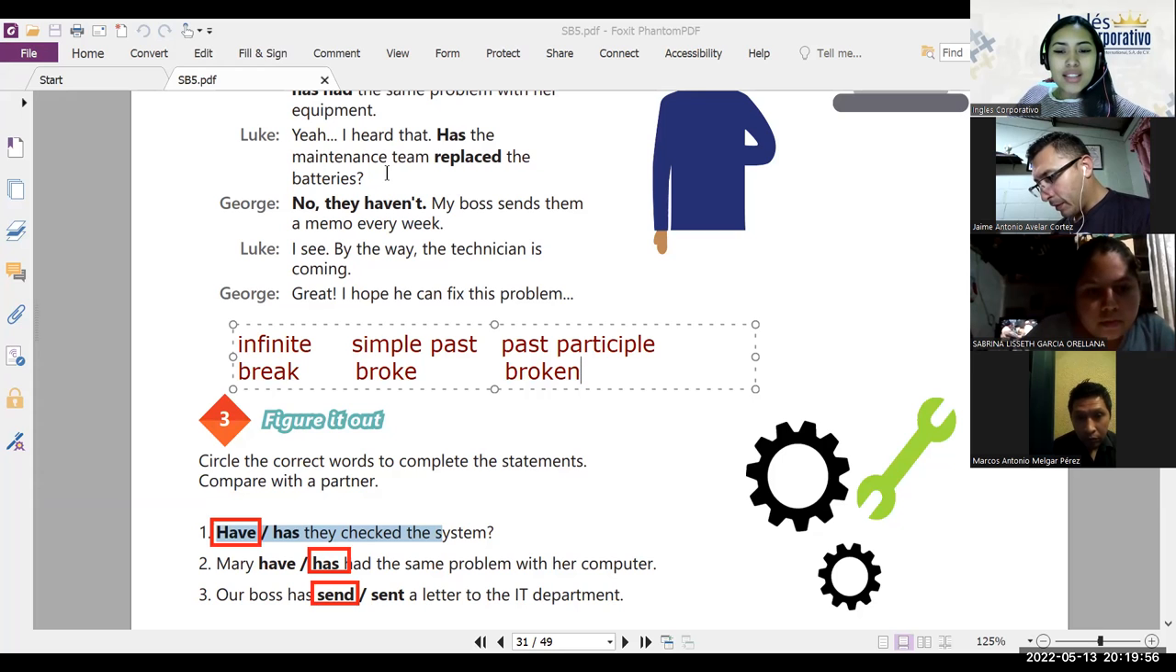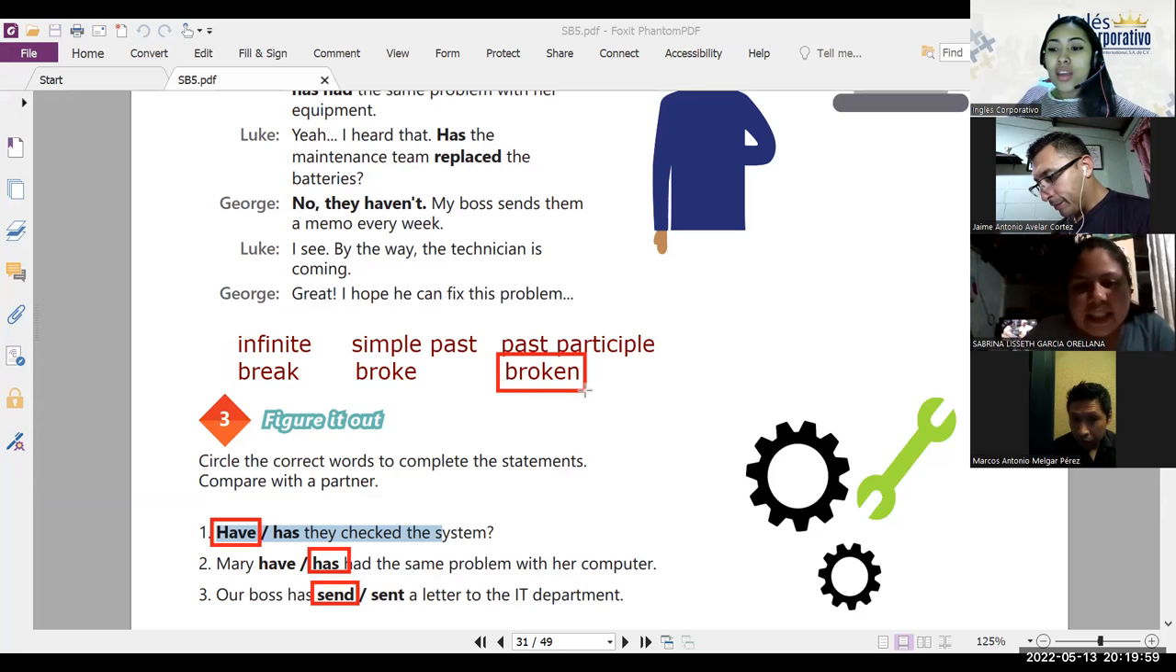Do you know what it is, guys? Sent, with a T. Sure? 100% sure, Sabrina? S-E-N-T. Oh, okay. Perfect. So it's sent, right? All right. So, guys, I will explain this in a moment, but since Sabrina told us that the past participle is sent, I will choose sent, the past participle, okay?